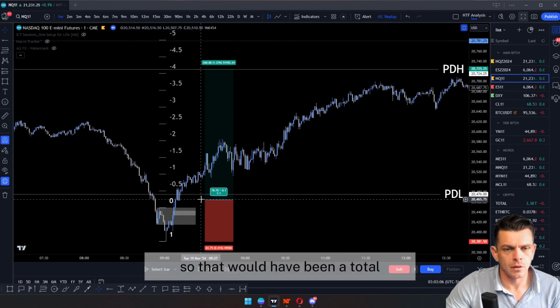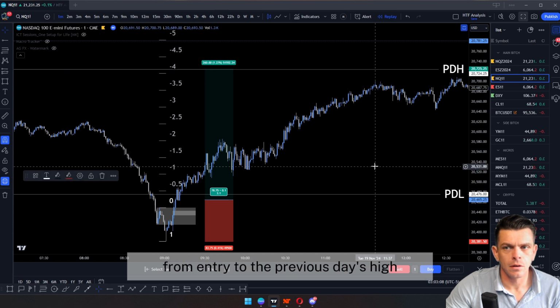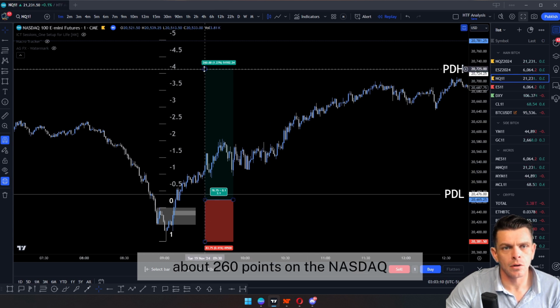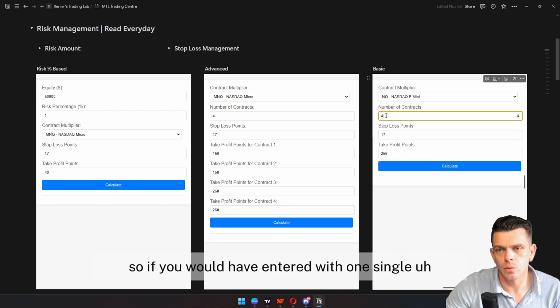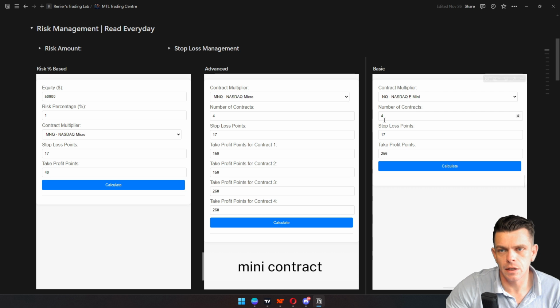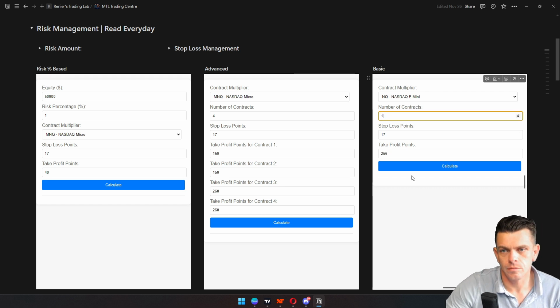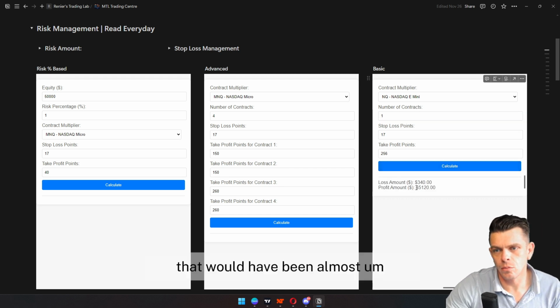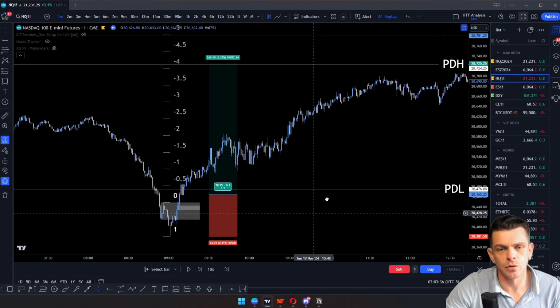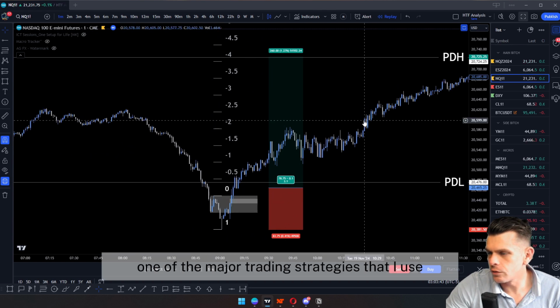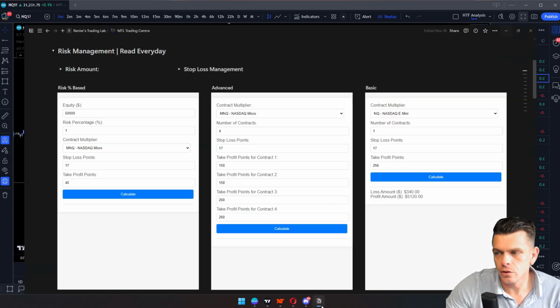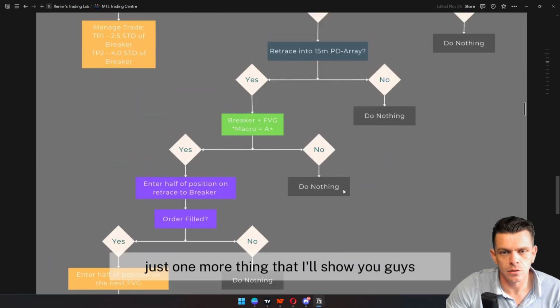So that would have been a total from entry to the previous day's high of about 260 points on the Nasdaq. So if you would have entered with one single mini contract, that would have been just over 5 grand for that entire move. All right, so that's been an example of one of the major trading strategies that I use. Just one more thing that I'll show you guys.